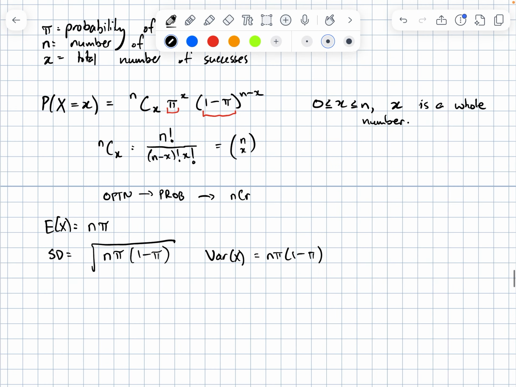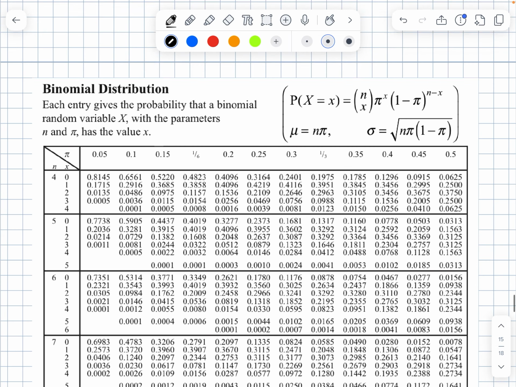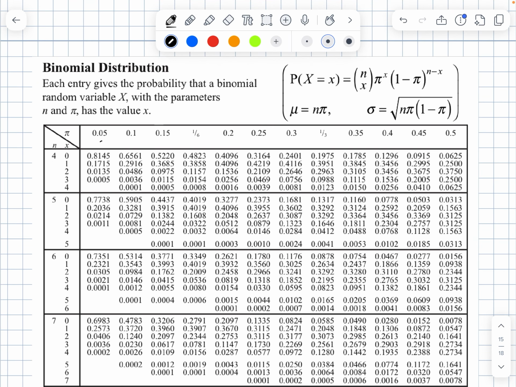Now I've also put the binomial distribution table in here. You're probably not going to use this much in your exam because you have access to a calculator, but it is possible to very quickly get answers for a binomial distribution from the table, given that the probability of success is actually in it.